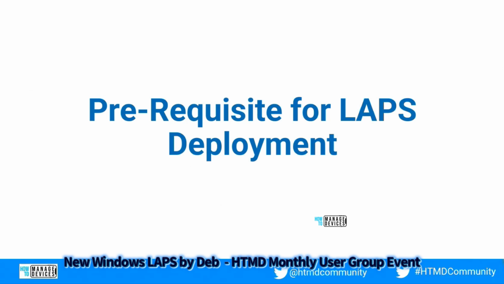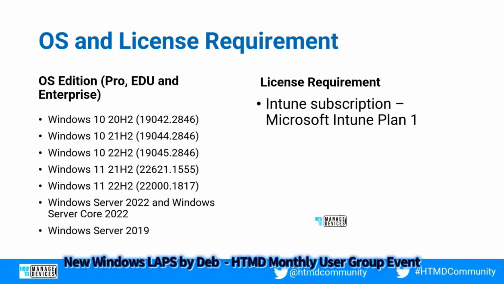Now to apply LAPS using Intune, we have to check the prerequisites required for LAPS deployment: what are the OS editions and what are the license requirements. For OS edition, you can use Windows 10 or 11 Professional, Education or Enterprise edition. If you are using Windows LAPS, make sure your Windows version is equal to or greater than this version. If you apply the April monthly patches, then your version will change to this version. These are the OS requirements.